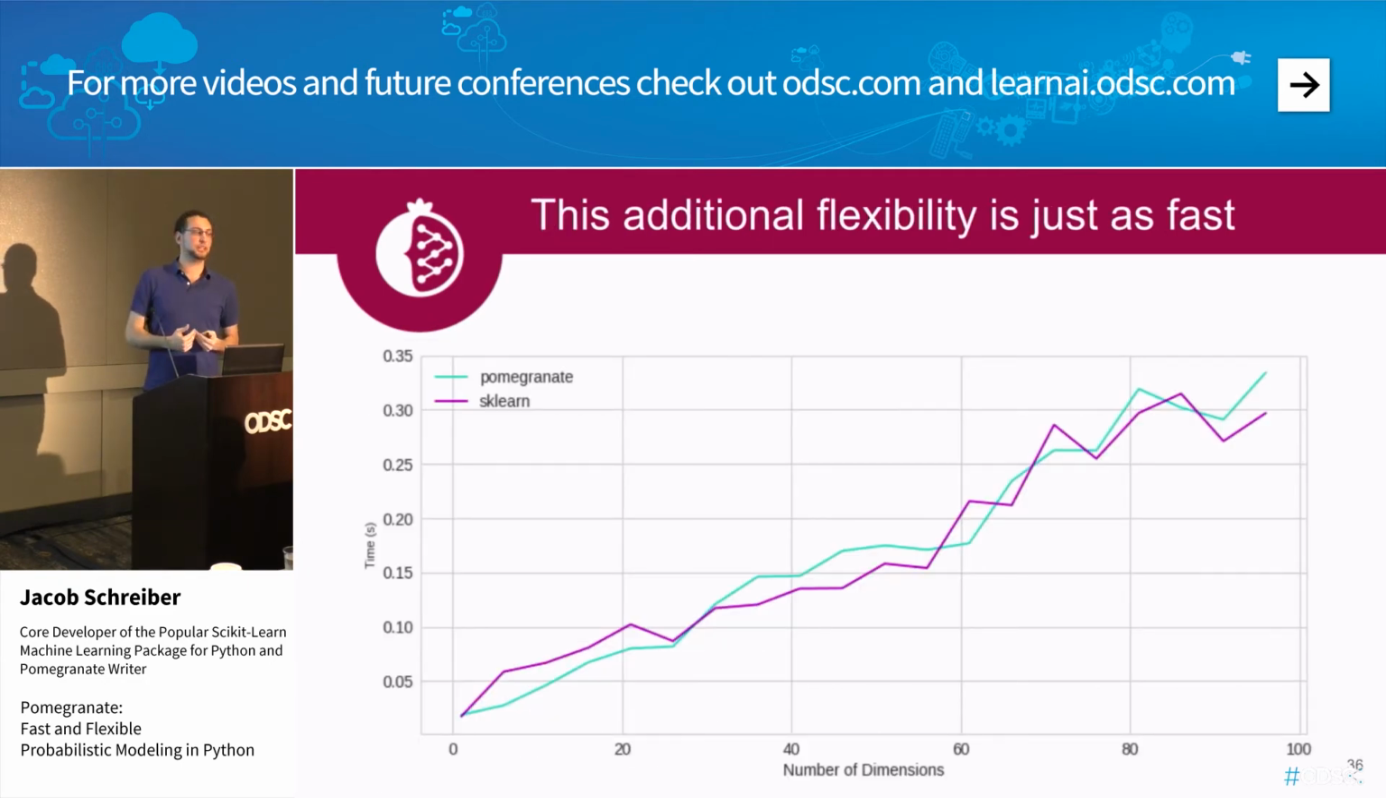This additional flexibility comes at no additional computational cost. Here we increase the number of dimensions with random distributions from Pomegranate versus just the Gaussian naive Bayes in Scikit-Learn. It seems like it takes around the same time. In part, this is because naive Bayes classifiers are super easy to train regardless.